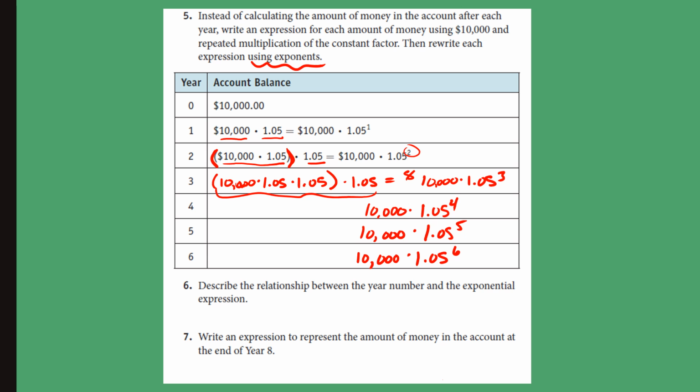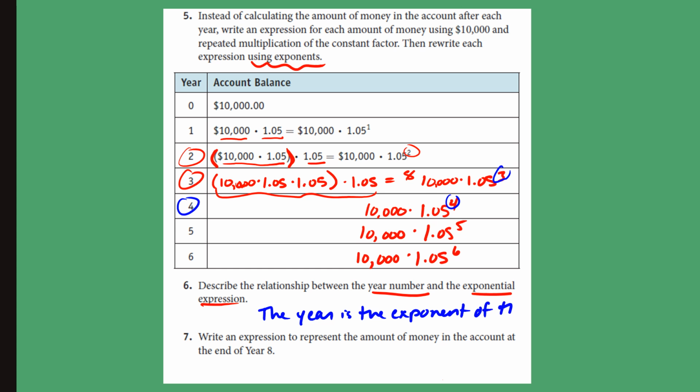So we're supposed to describe the relationship between the year number and the exponential expression. So notice the year and the exponential expression. The year is the exponent of the, what's that thing called right there that's got the exponent on it every time? That's the growth factor. That's the factor that's getting multiplied over and over and over.